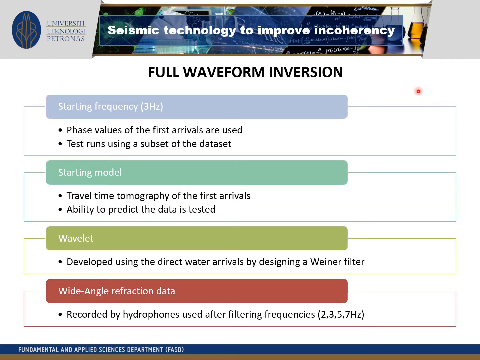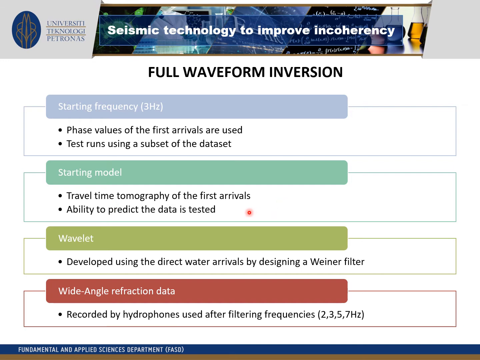The second technology I'd like to propose is the full waveform inversion. So for the full waveform inversion, we have a starting frequency of 3 Hz. The phase values of the first arrivals are used, and the test runs use a subset of the dataset. And then we have the starting model, which is the travel time tomography of the first arrivals.